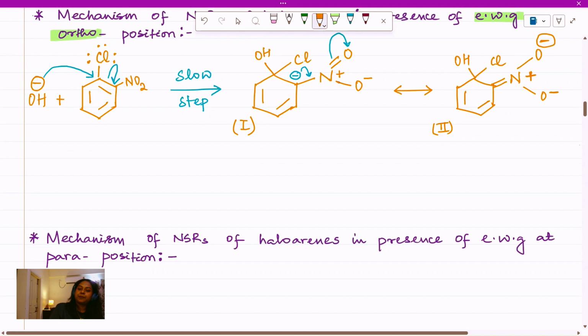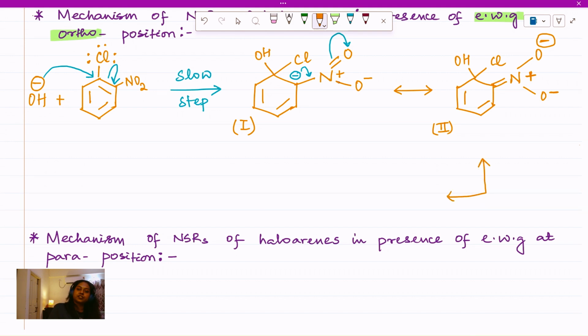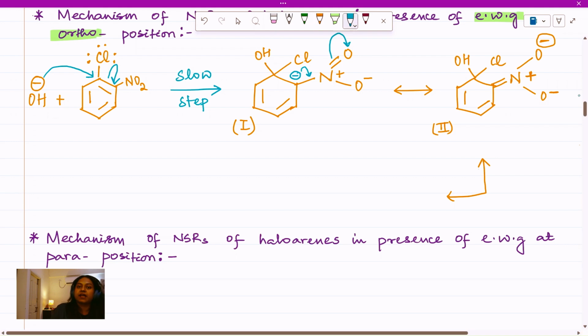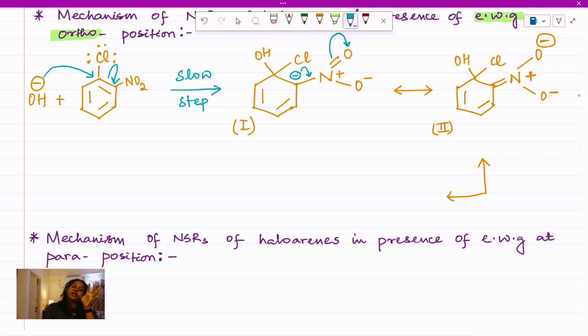Okay, now what happens in the next step? When we go to the next resonating structure, how would that look? We have to make the arrows for that. Once the nitro group has taken away that negative charge on resonating structure 1, again we can bring it back so that we can form the rest of the resonating structures as well.